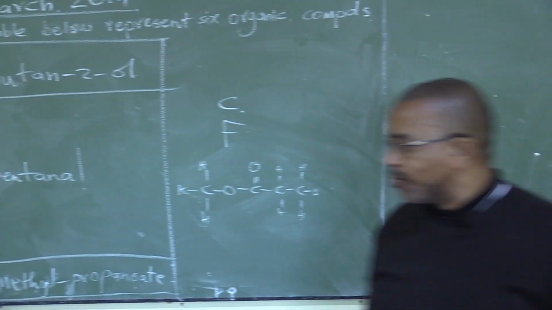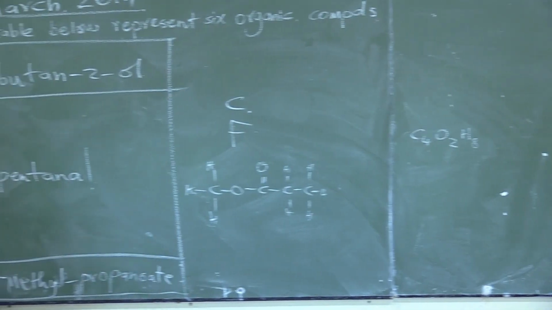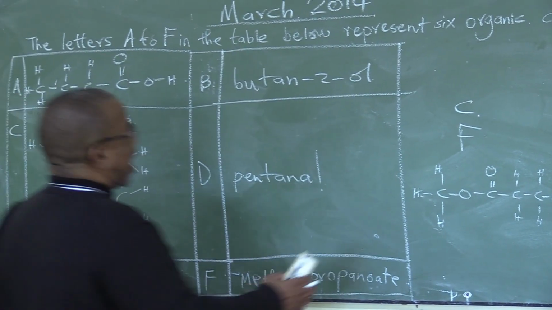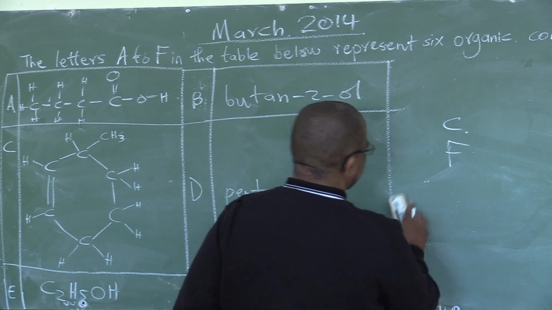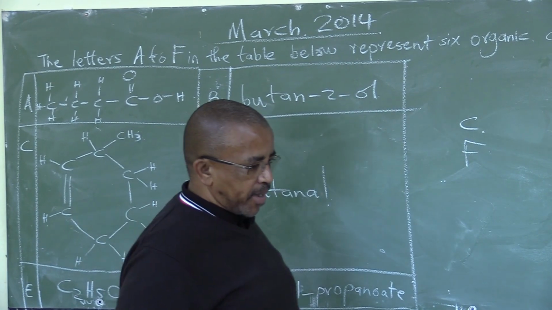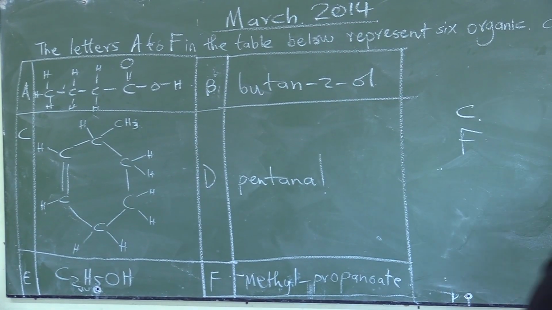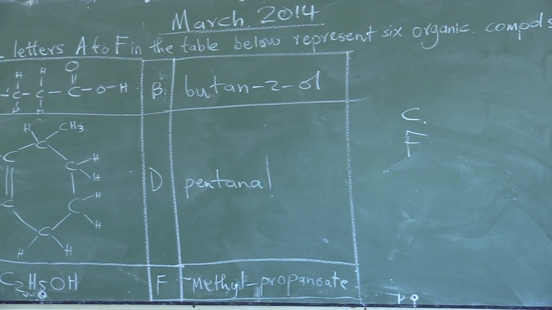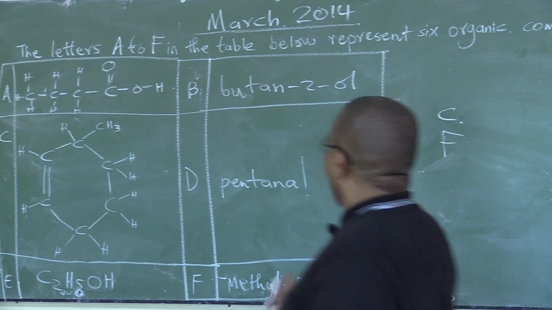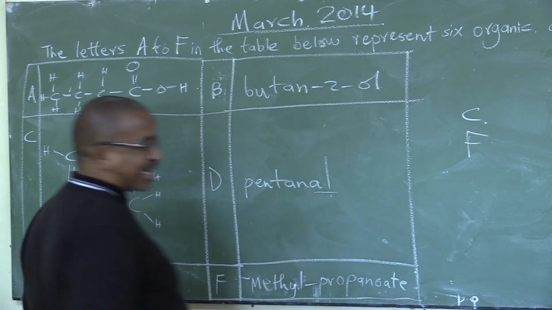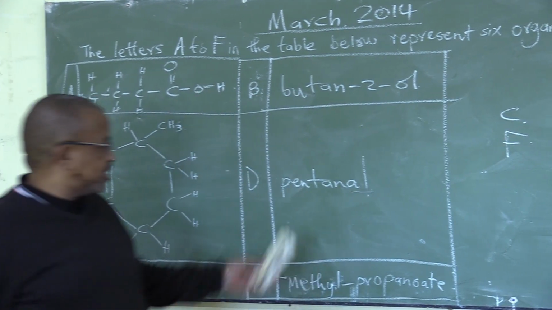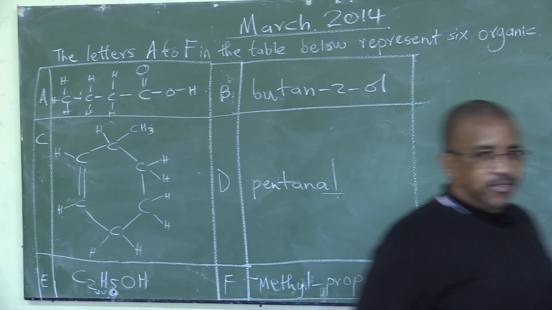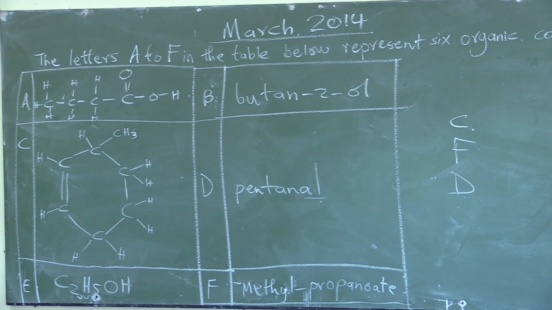If you can remember, we said the isomers of carboxylic acids are esters. Which one is an aldehyde? Pentanal is an aldehyde, and it is still an aldehyde. So that is the aldehyde.